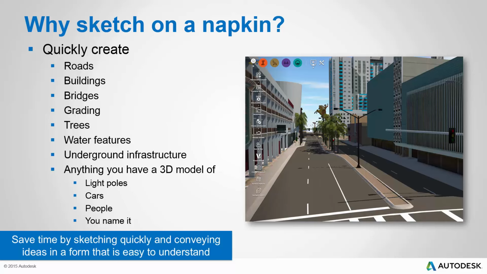And in fact, you can create literally anything that you have a 3D model of in your library, and that can be light poles, cars, people, or anything that you may have access to. Now, the core tools of InfraWorks 360 do provide an extensive library of things like light poles, cars, and people, but you can of course supplement that with your own 3D models as well. So why are these sketch tools important? They allow you to save time by sketching quickly and conveying ideas in a form that is easy to understand.